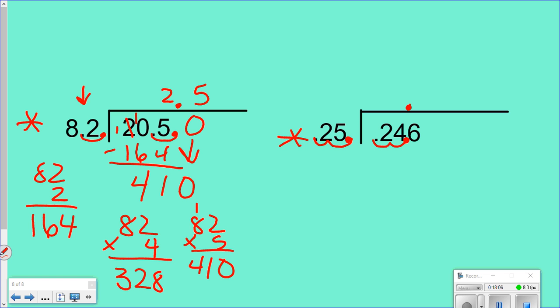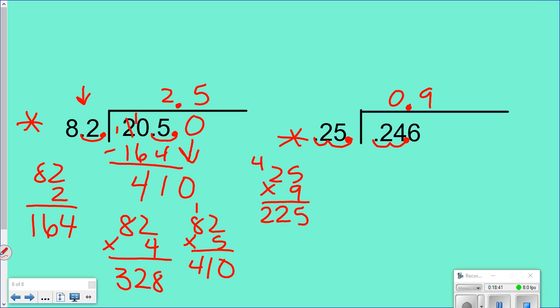Okay, so does 25 go into 24? We know it doesn't. If you want to put a 0 up here, you can put a 0. Does 25 go into 246? How many times? 8 times? I think it's 9 times. I think it's 9. So 25 times 9. 10 is 250, right? So 9, yeah, it's got to be 9 then. So 5, carry the 2. 225?